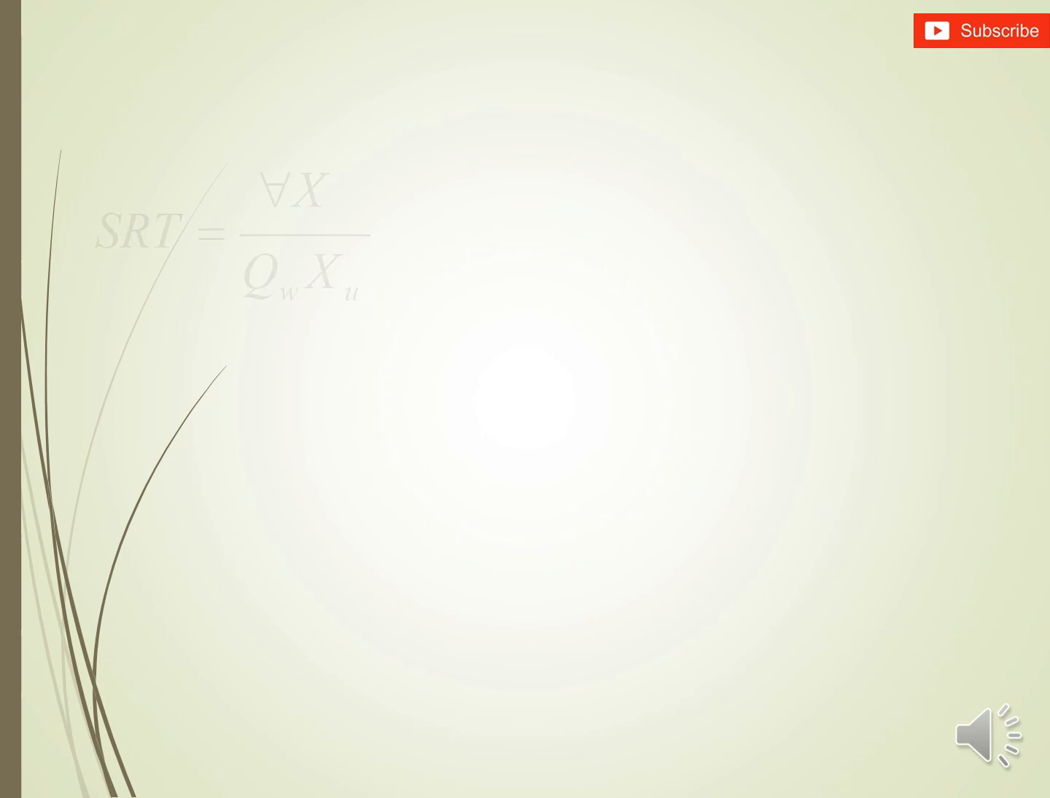Here we calculate the quantity of sludge wasted per day. So using this equation, SRT equals Vx over QWxu, we can see that QWxu is actually the amount of sludge wasted per day, because QW is the flow of wasted sludge, and XU is the concentration of mixed liquor suspended solids in the wasted sludge.